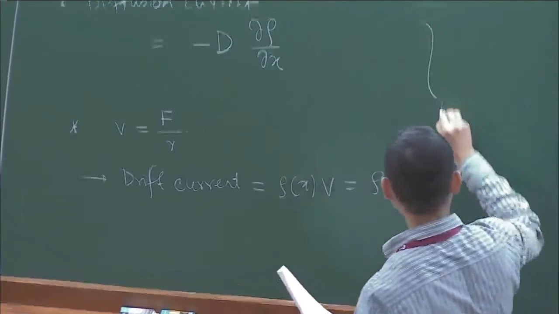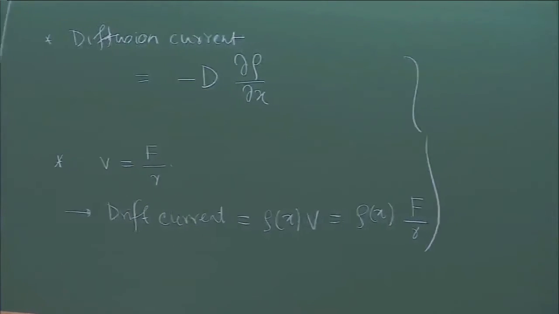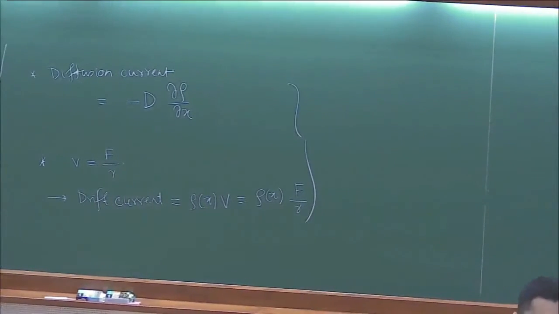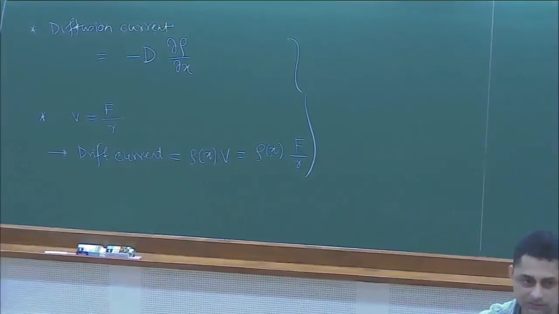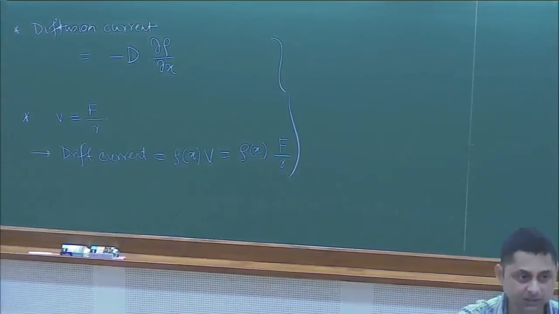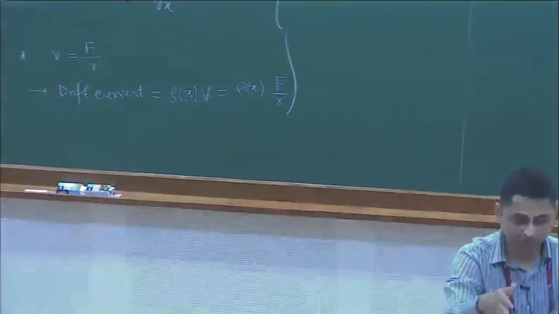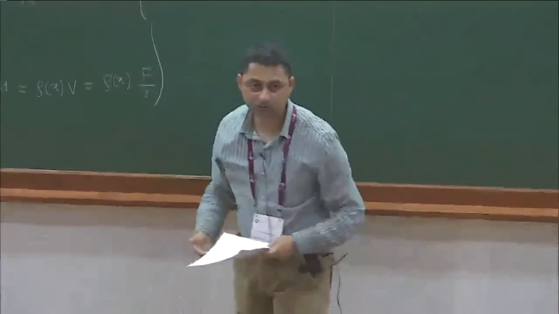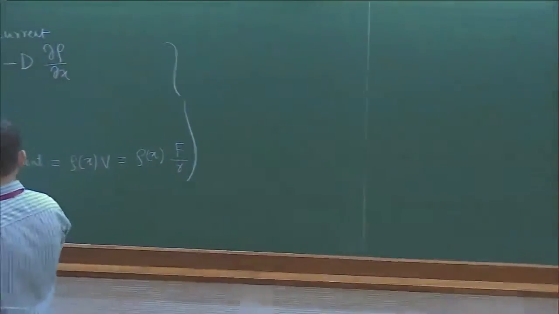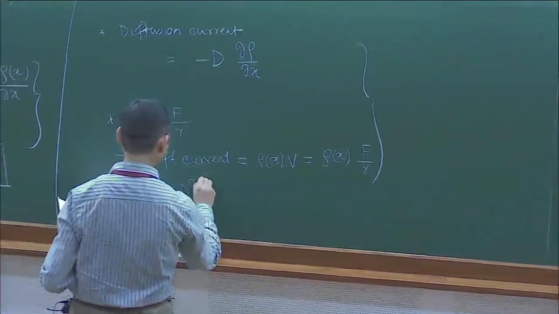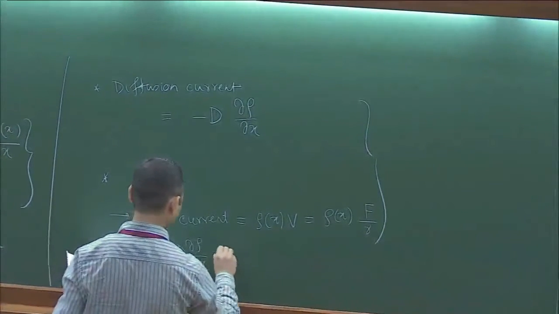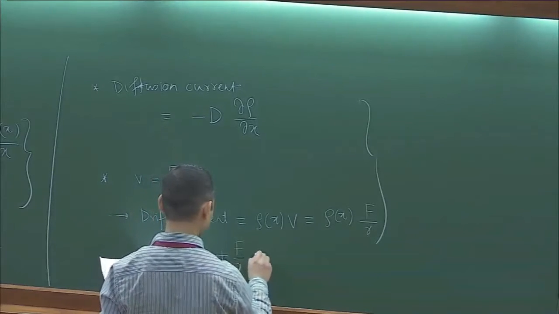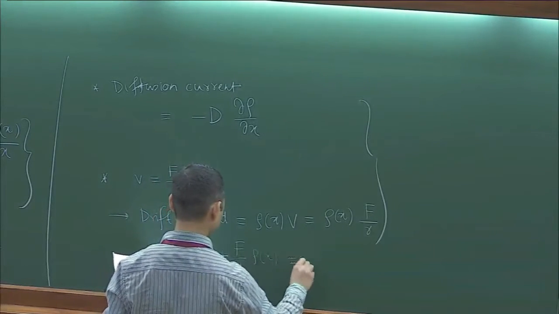Again, in equilibrium, if I just leave the system for some time and then look at the particles, you will not see some particles drifting in one direction. This is some kind of steady state. They are still jiggling around, but collectively they are not moving in one direction. So the total current again has to be equal to 0. Therefore, I have an equation: D del rho by del x plus F by gamma rho of x is equal to 0.